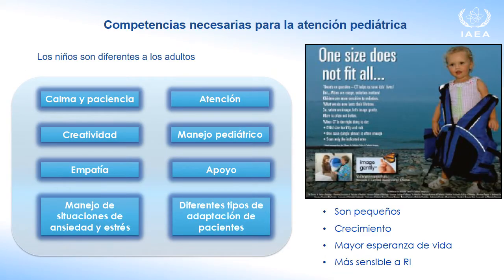If you look at the competences that are needed for pediatric care, the first message, the most important, and maybe the one that you should take home, is that children are different from adults. They are smaller, they are growing, they have a higher life expectancy, and this is a very important aspect in oncology. And then they are also more sensitive to ionizing radiation.